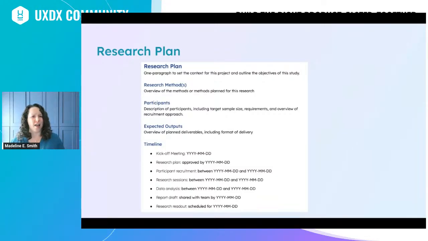And again, whether or not people are writing this out in a research plan, they're going through all of these steps. You're usually having some sort of readout at the end of your study. You are usually creating some sort of report. You have to do some analysis to get there. People just don't always take the time to write out what this timeline is. But for me personally, that's incredibly useful.